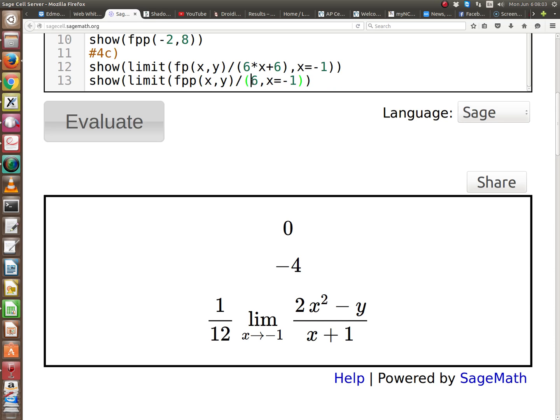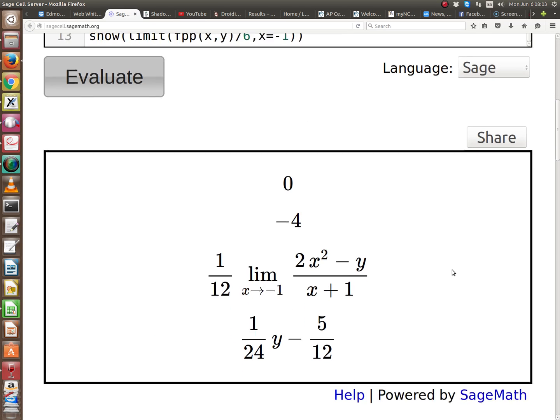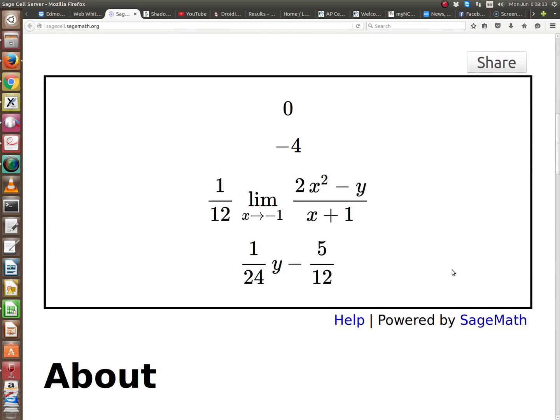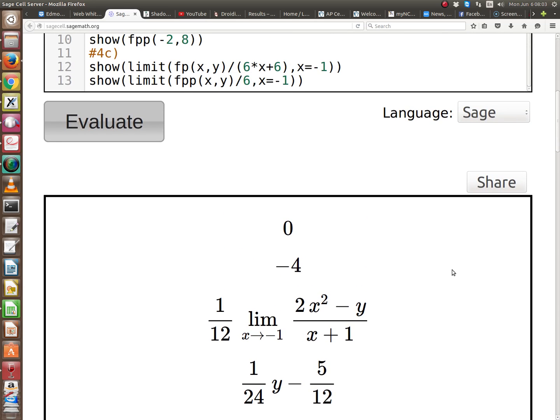In fact, I guess I don't need all these parentheses. And now we get what? Well, remember we have to plug in our y. All right, so did you get that? Wait, just purely over 6 now? Yeah, it's over 6 because the derivative of 6x plus 6 is 6. The derivative of f prime is f double prime. But we have to plug in our own y, which is 2. So what do you get?